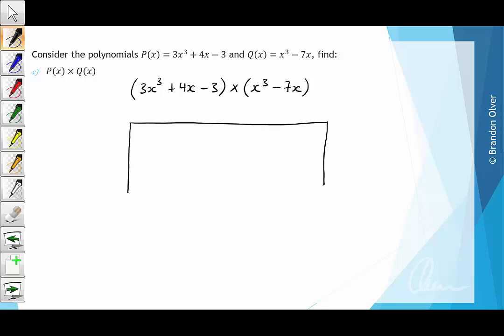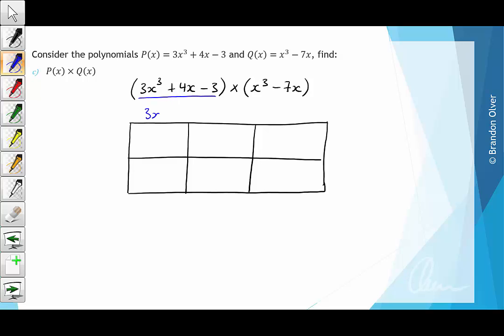So we'll set up a grid like this with 3 columns and 2 rows. And above each of the columns, we're going to put the terms from this bracket here. So we're going to have 3x to the power of 3, we're going to have plus 4x, and we're going to have minus 3. And then down the side, we're going to put the terms from this bracket, which is going to be x to the power of 3 minus 7x. Now what we're going to do is the multiplication between each of the terms above and to the right of the cell.